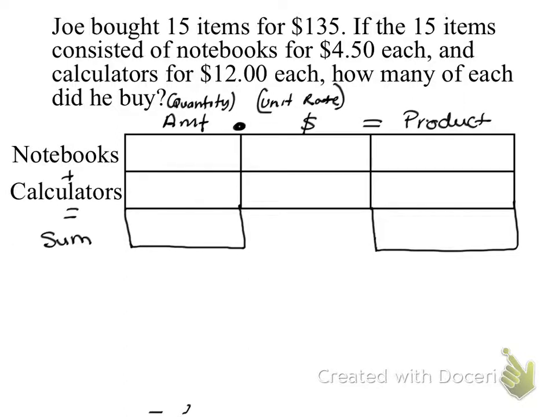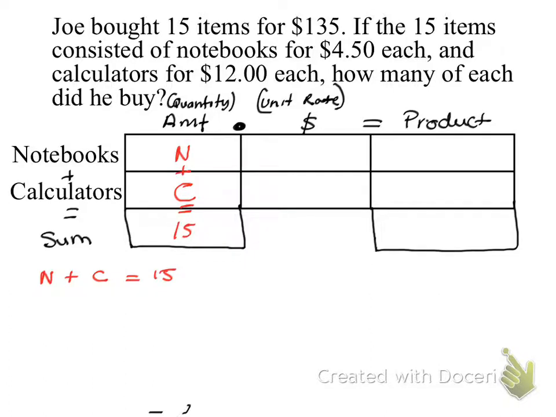Is there 15 notebooks? So what are we going to call it? N. Perfect. Do we know how many calculators? So what are we going to call it? Okay. And what is the total of, yes, 15. I have notebooks plus calculators equals 15. And that's our first sentence, our first equation. Notebooks plus calculators equals 15. Okay, next.